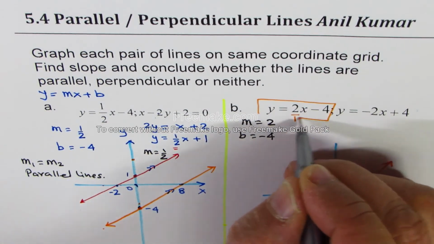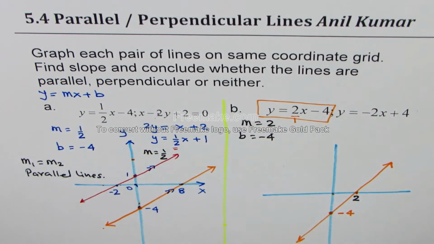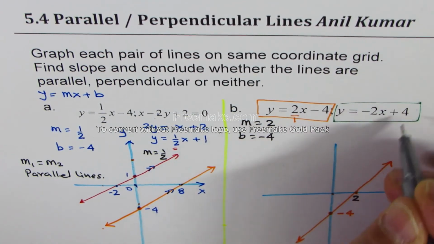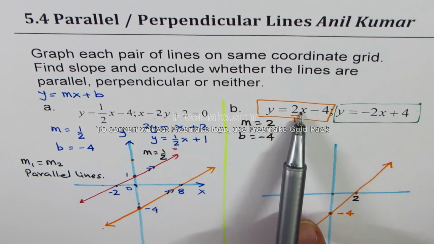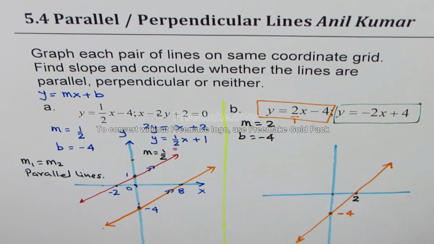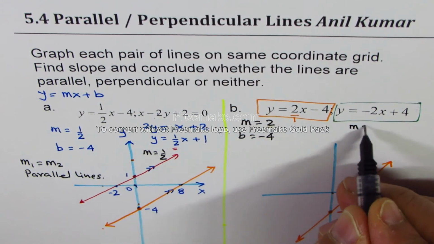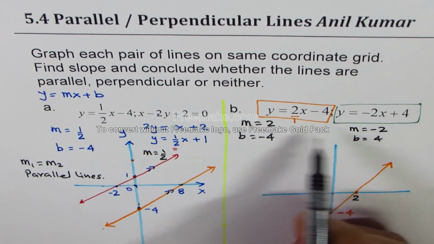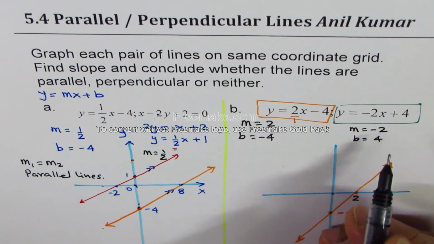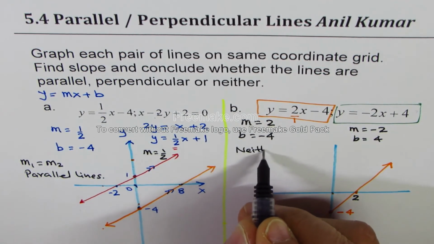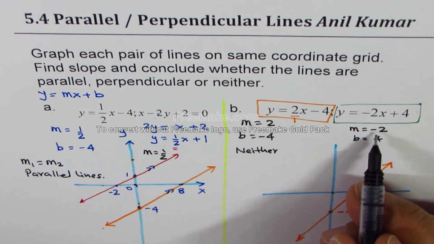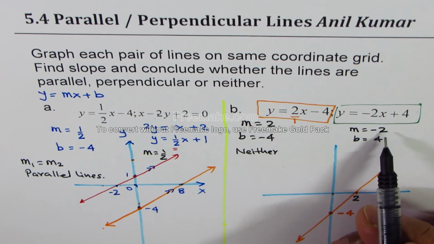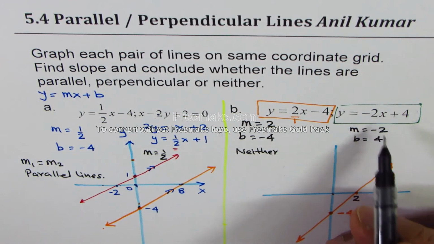Now let's draw the next line, which is y equals minus 2x plus 4. Can you answer the question? Is it parallel, perpendicular, or neither? Well, the slope here is minus 2 and y-intercept is plus 4. Now these slopes are not negative reciprocals, right? So they are neither. They are 2 and minus 2. Negative reciprocal means minus 1 over 2.